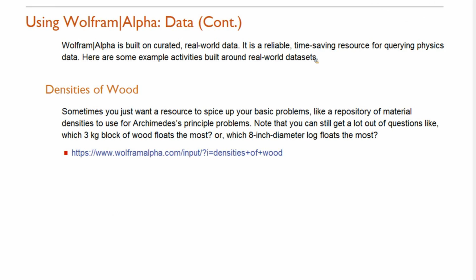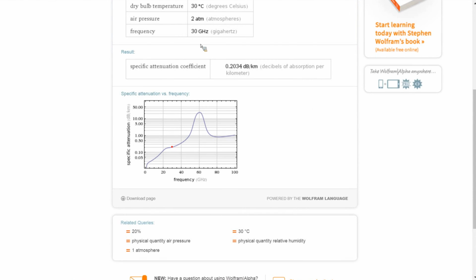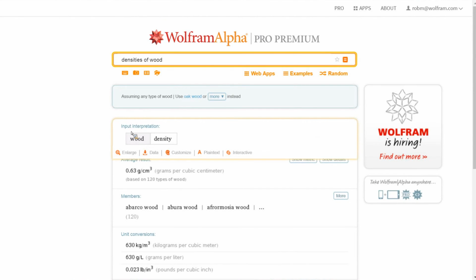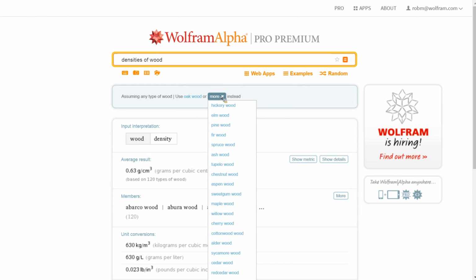And then this one I just like, this for my own personal pleasures, I guess. I would get bored with my Archimedes principle problems, and I would want to find densities of very varied objects, and I wanted to sort of spice up my physics classroom. So I like using something like the density of wood calculator for an Archimedean principle problem. And so you can say, what's the density of oak? And then you could say, what's the density of all these different trees?